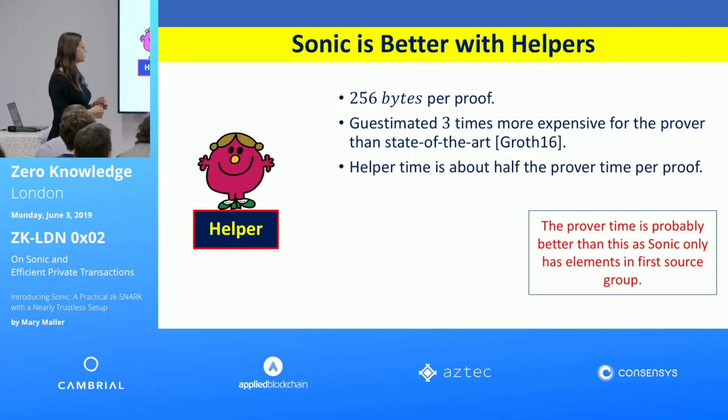But the actual version of Sonic, which I would say is much more usable in practice, is one where we make this additional assumption about there being helpers available. And in this situation, we get 256 bytes per proof. And it is still more expensive for the prover than the state of the art, but probably more like 3 times rather than 30 times.